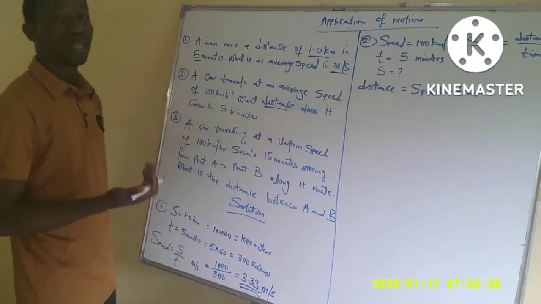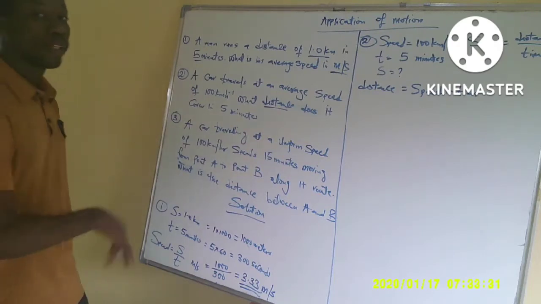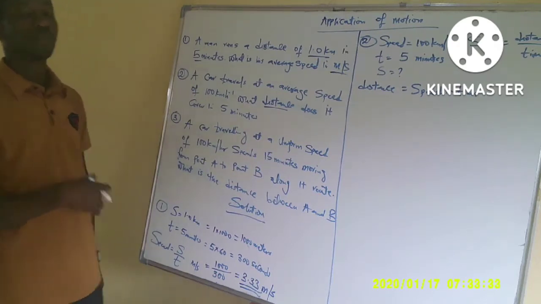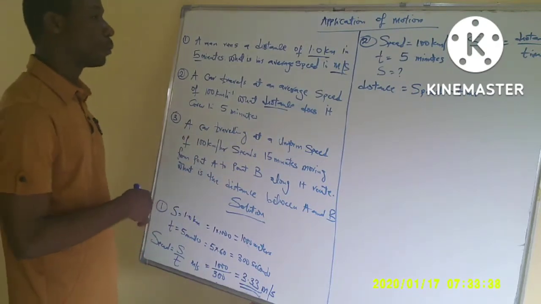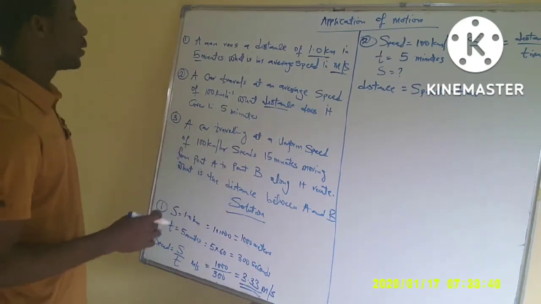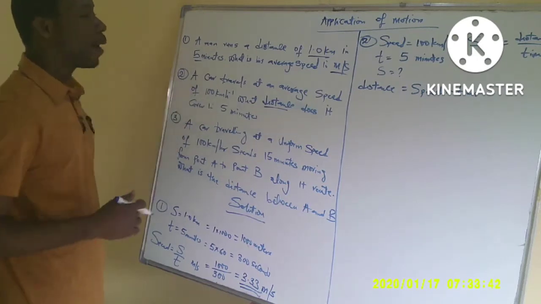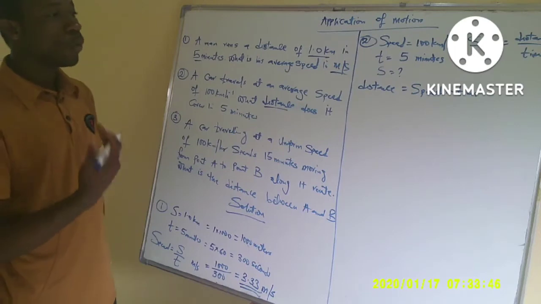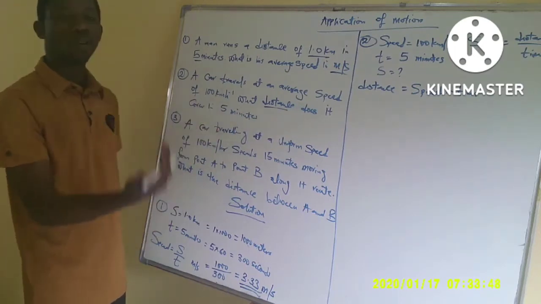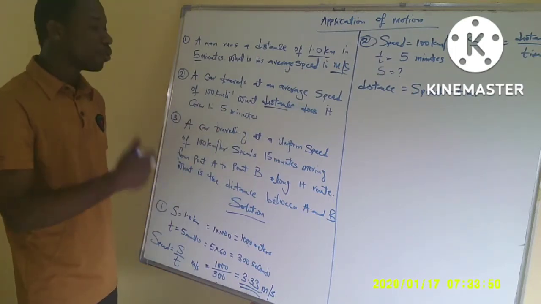Since we are looking for distance, the unit of distance is what? Either in kilometer, meters, centimeters, or miles per hour, as we discussed in our previous video. But the speed already is in kilometer per hour, and the time given to us is in minutes. What do we do? We need to ensure that the units are consistent.